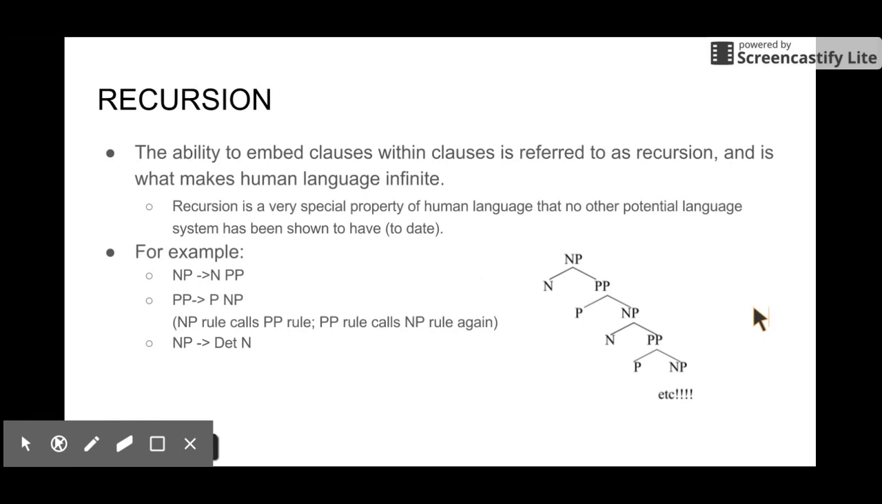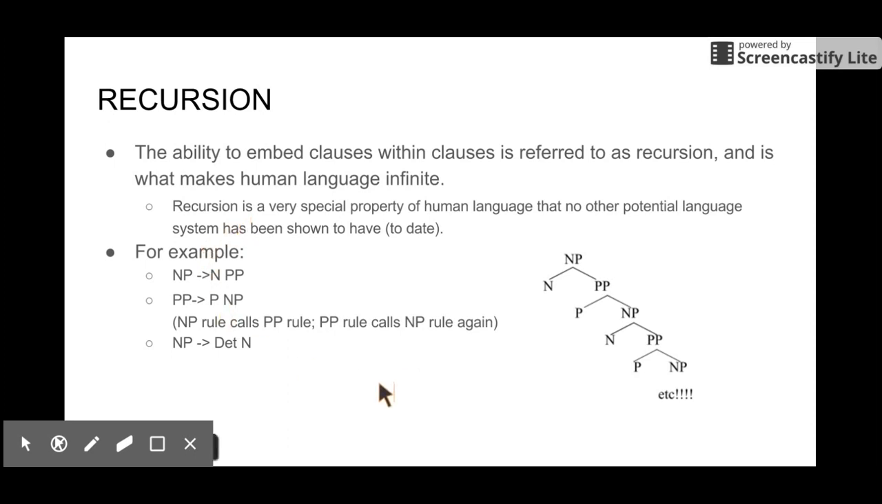Some phrase structure rules have a property of recursion. Okay, so the ability to embed clauses within clauses is referred to as recursion. And this recursion property is very special, very unique to human languages, and it can make human language infinite. For example, we can make infinitely long sentences.